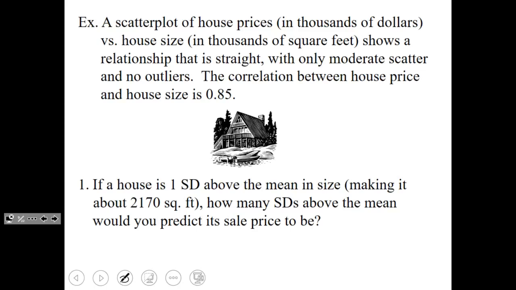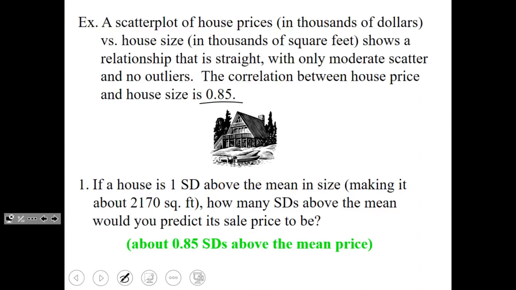Well, remember, it doesn't care which order I do these in. R is R is R. R doesn't change. So a 1 standard deviation change in house size is going to be a 0.85 standard deviation change in price because our slope is 0.85. For every standard deviation change in one, the other changes by 0.85.